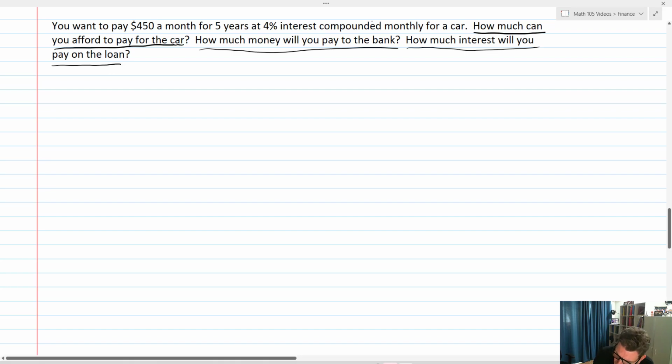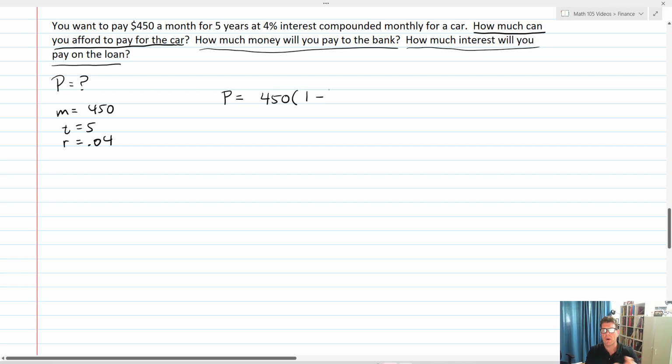So we're going to write down our values here. We're looking for P, so I'm just making that a question mark. I don't know what it is. My monthly payment M is $450. My time T is 5 years. And my rate R is 0.04. Those are the information that we need. We'll use our equation: P equals our monthly payment, $450, times 1 minus, and you might want to pause the video, put the numbers into the equation, and see if you can do that yourself. It's kind of helpful. Minus 1 plus 0.04 over 12, to the negative 12 times 5, divided by 0.04 over 12.